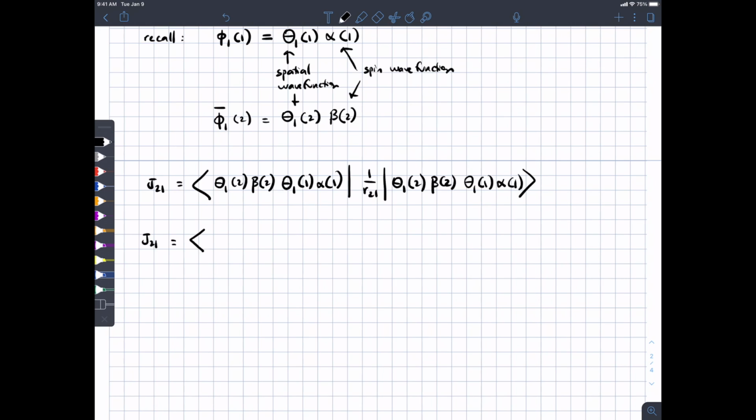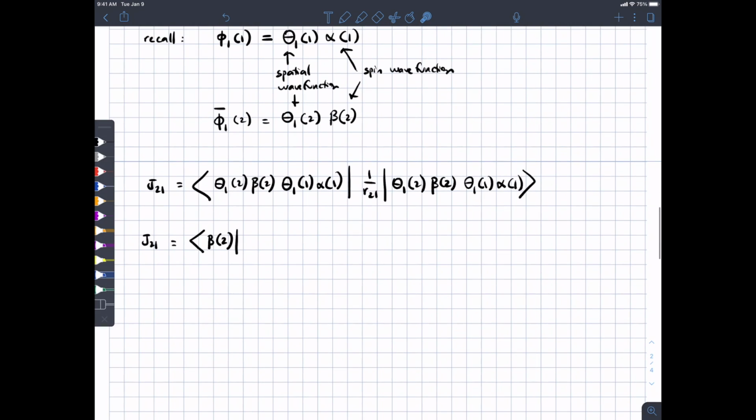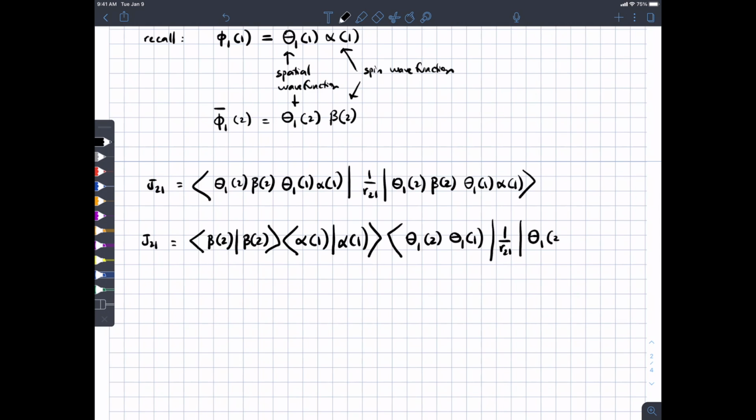So J21 equals beta with electron 2 in it, and then we multiply that by the spin term over here that has electron 2. That happens to also be a beta wave function. And then we do the same thing with the alpha wave function with electron 1 in it, and we factor out also this electron 1 term, which happens to have alpha spin. And then what's left inside the integral is just electrons 1 and 2 in spatial wave function theta 1, distance between electrons 1 and 2, and then after the integral again, spatial wave function theta 1 with electron 2 and with electron 1.